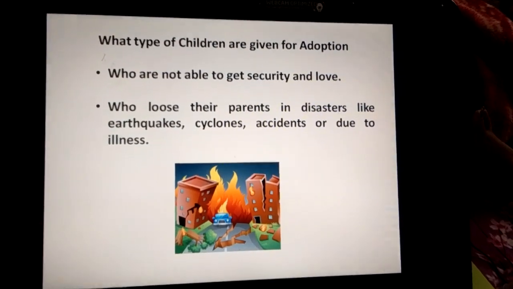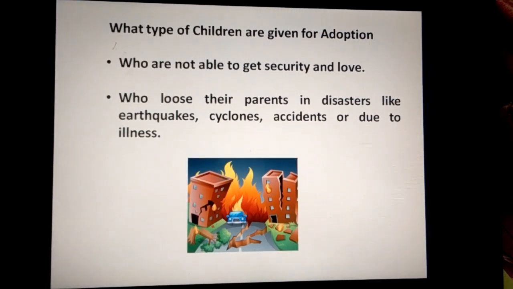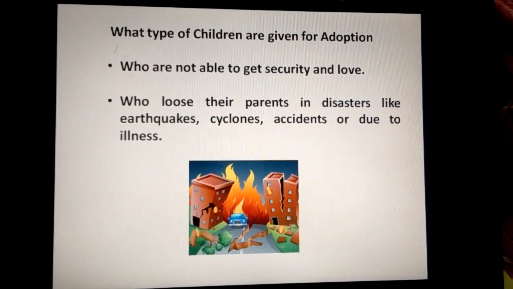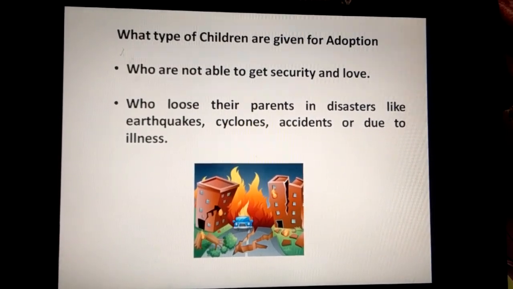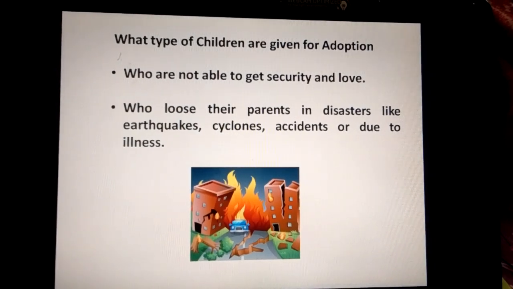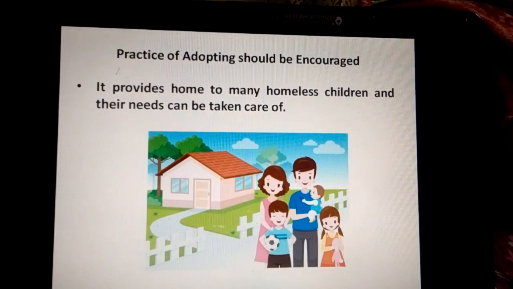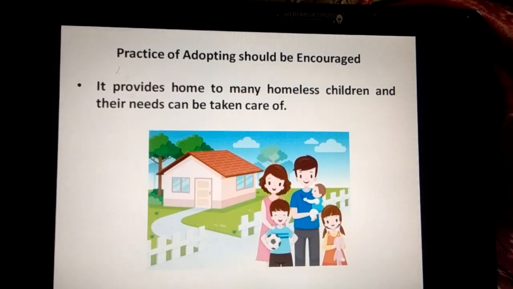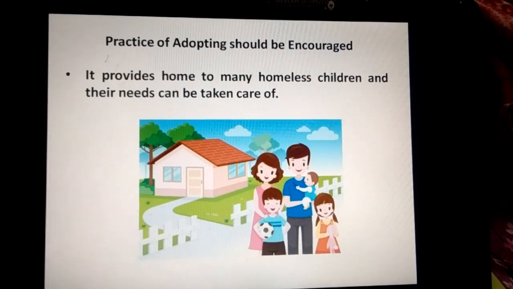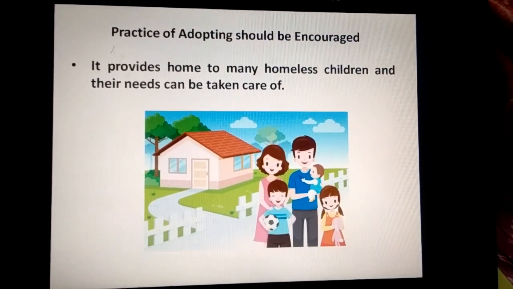What type of children are given for adoption? Children who lose their parents in disasters like earthquakes, cyclones, accidents, or due to illness are given for adoption. Children who are not able to get security and love are also given for adoption. Practice of adopting should be encouraged. Yes, the practice of adopting should be encouraged as it provides a home to many homeless children and their needs can be taken care of.